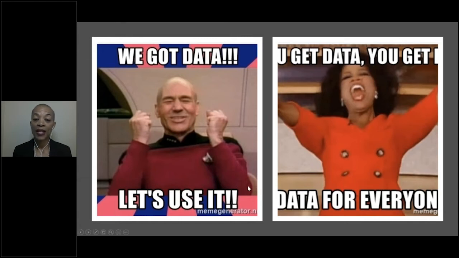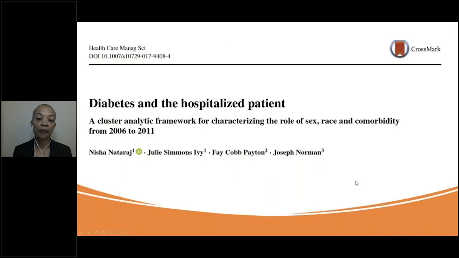So we had the data, as Picard would say, and everyone has data, as Oprah would say. So study one, we took a look at the idea of diabetes in hospitalized patients. And our goal was actually to take a look at sex and race. And we were particularly interested in comorbid conditions, the degree to which diabetes exists, but other health disparities, as defined by the CDC, are prevalent in a patient data set.